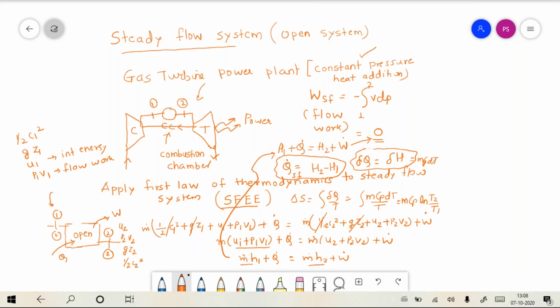For example, we talked about a combustion chamber in the gas turbine power plant. So if I want to theoretically analyze the heat which is transferred in the combustion chamber of the power plant, that is, how much fuel the power plant is consuming, then I can use these equations for doing the calculations.